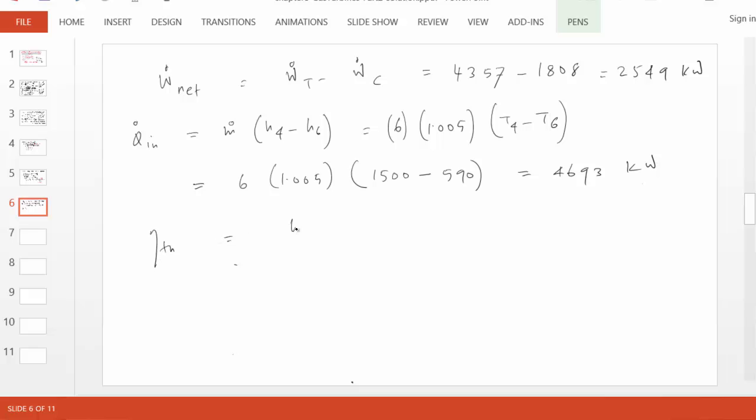So therefore the thermal efficiency is calculated. It is W dot net over what we pay for, Q dot in, and that turns out to be 0.543. But typically thermal efficiency is given in percent term, 54.3%.